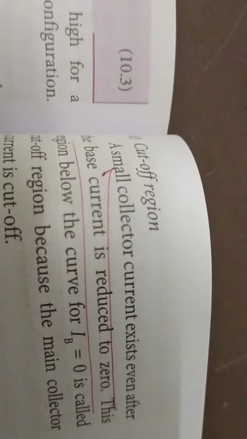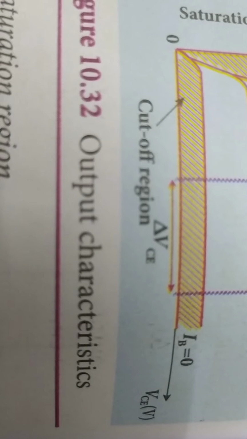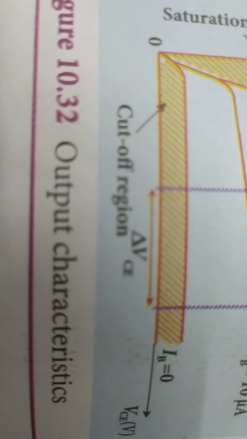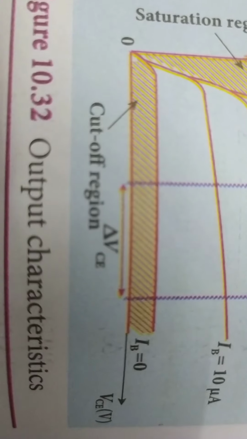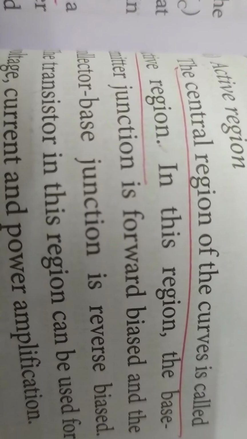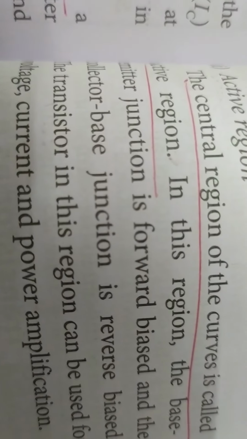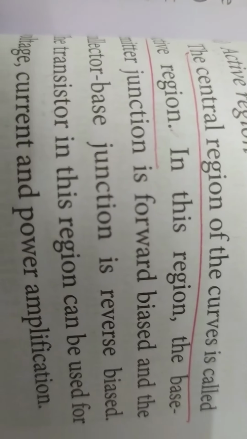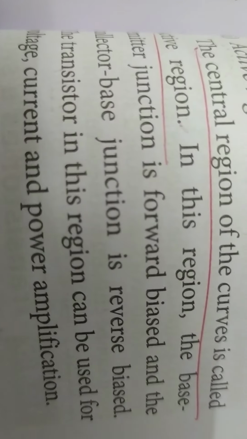And next we are going to see what the cutoff region is. That is, cutoff region is this portion, the area below IB equal to 0. This is called cutoff region. Here it is because the main collector current is cut off. It is in the off stage. Next, active region. The central region of the curves is called active region. Usually the transistor is operated in this particular active region because the transistor is forward biased. The emitter base junction is forward biased and the collector base junction is reverse biased.